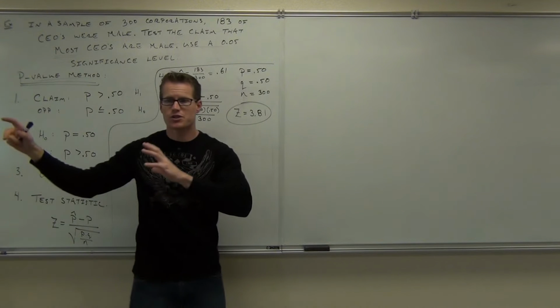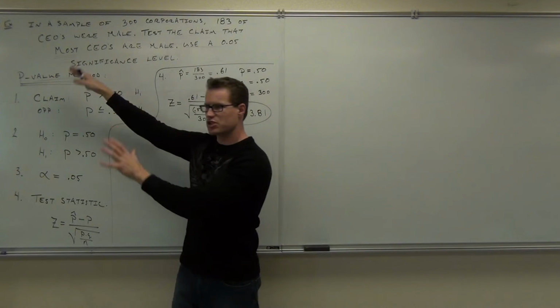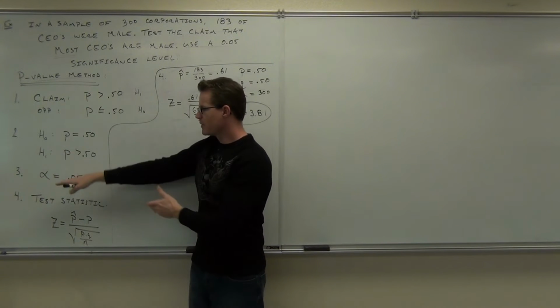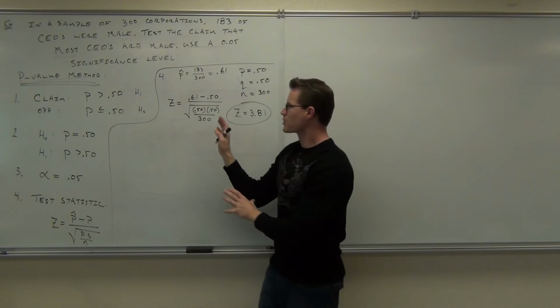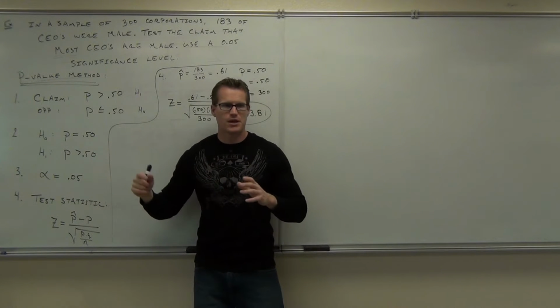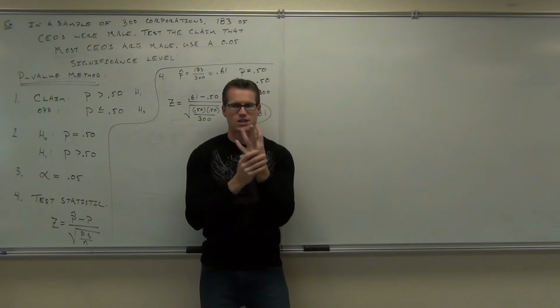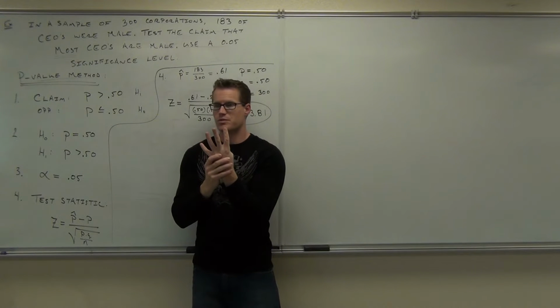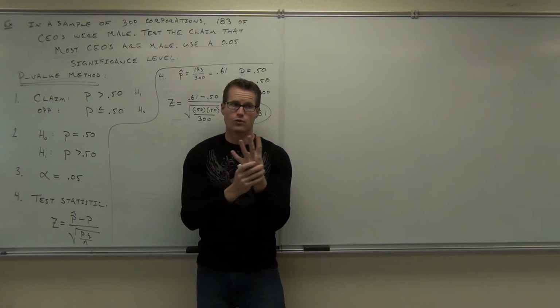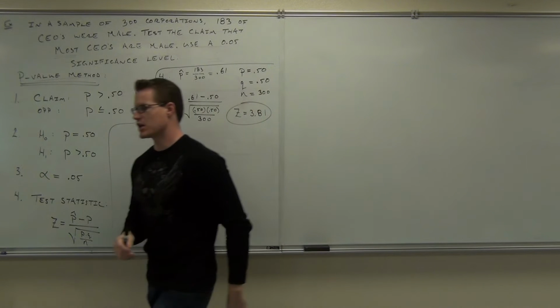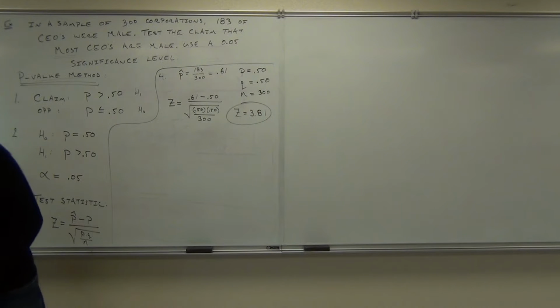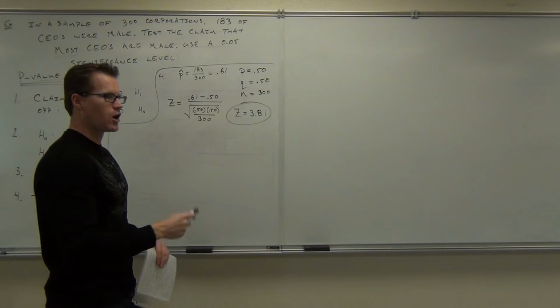Are you okay with the first 4 steps? So claim and opposite. Check. H sub 0, H sub 1. Yep. Alpha, got it. Test statistic, no problem. I'll give you a little clue here. These are the same exact 4 steps for the traditional method. You do the same 4 things over and over and over again. But here's where it changes. In step number 5, we're going to draw a picture.